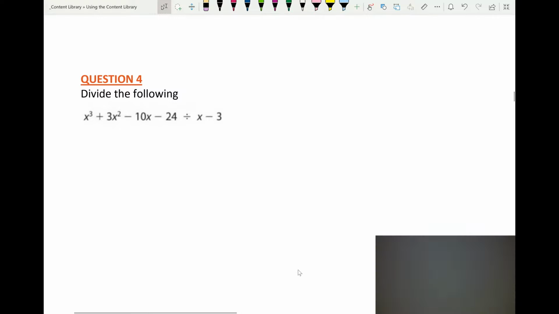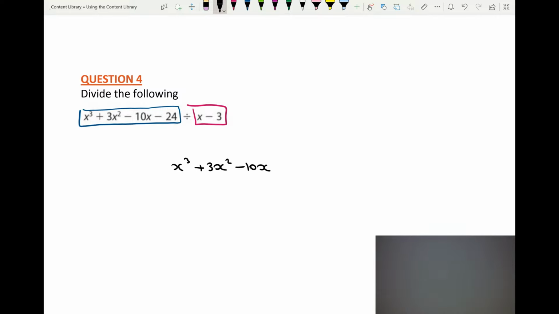Okay, so long division, we are dividing this part here. We're dividing that by x minus 3. So in order to set up your long division, we're taking the x cubed plus 3x squared minus 10x minus 24. And we are going to set up our division here now, and we're going to put the x minus 3 to the front of it. So I'm dividing x minus 3 into what's known as a cubic. A cubic is something that has a power of 3.